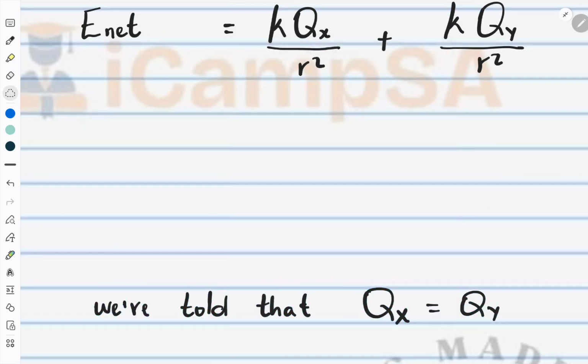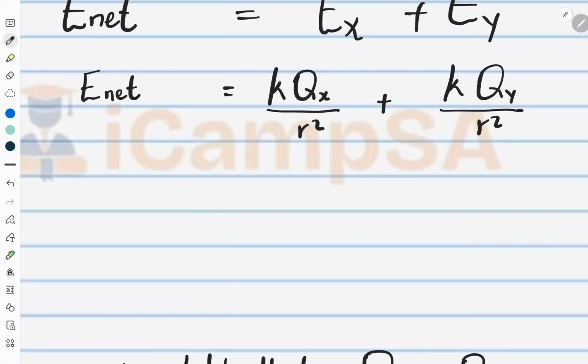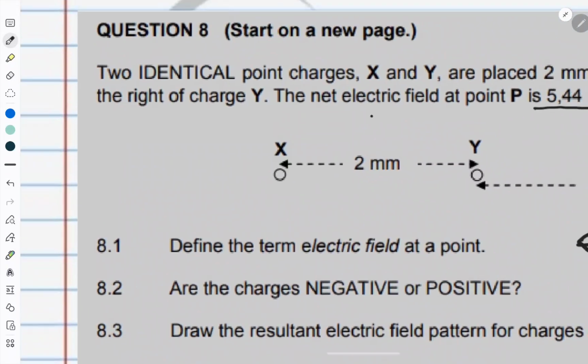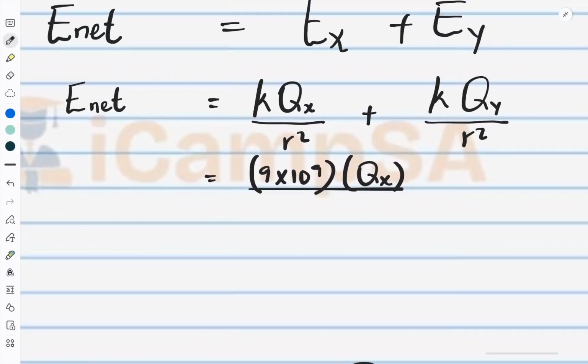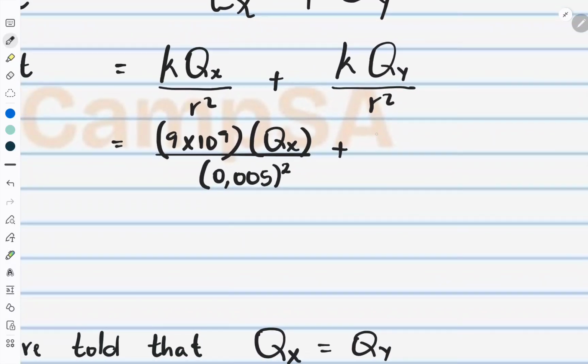I'll substitute after. So let's just sub in the values for now. We have 9 times 10 to the power 9 QX, right? Over, how far is X from P? Because we're looking at it from P. It's 5 millimeters, which is the same as 0.005 squared, in meters. Remember, we work with meters and not millimeters.